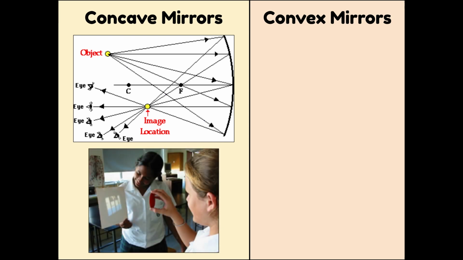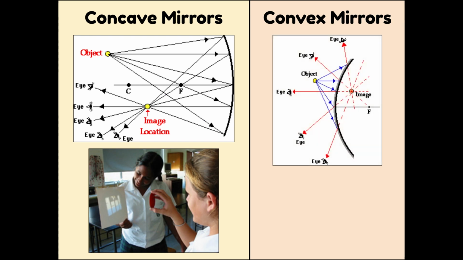Here's an example of what this would look like in the real world. You can see two students who are creating a real image using a concave mirror, and real means it's actually in the room. You could interrupt that light by putting your hand through it. The light is really existent, it's really there. And this is similar to a lab you'll do in this class.